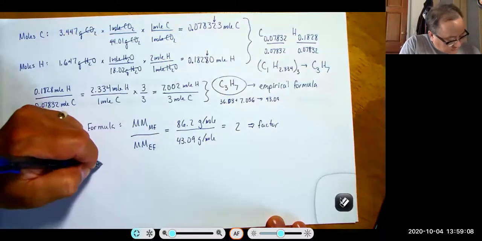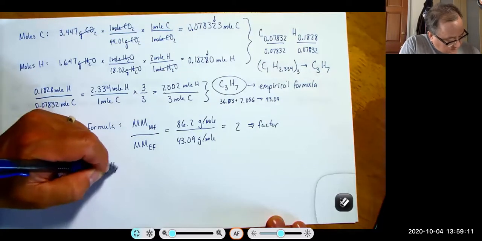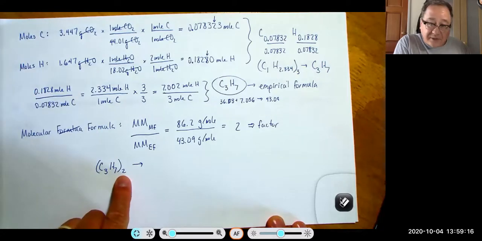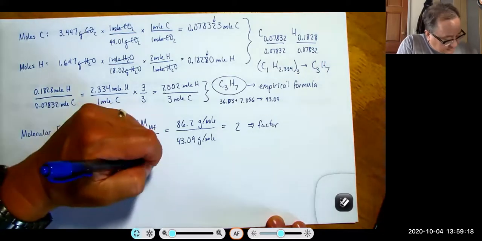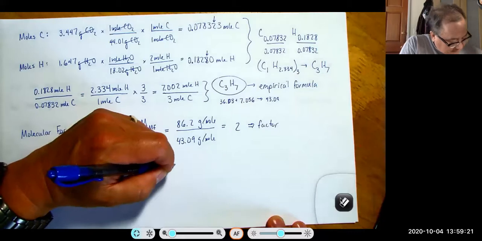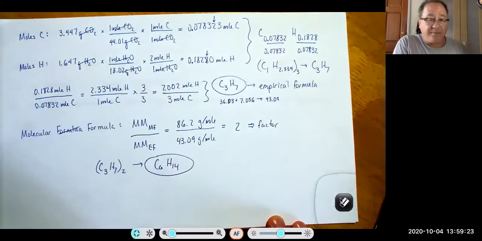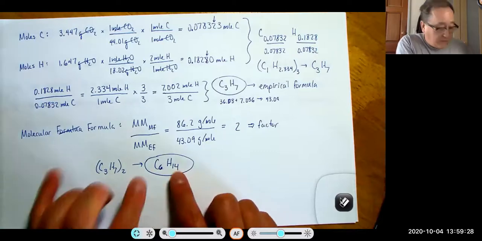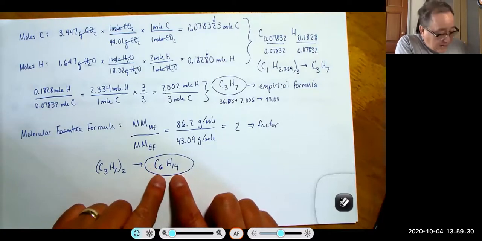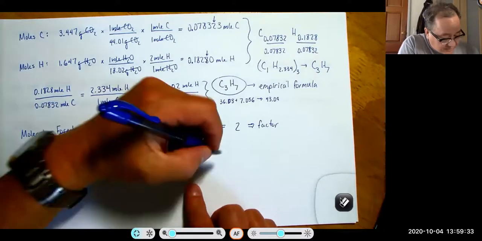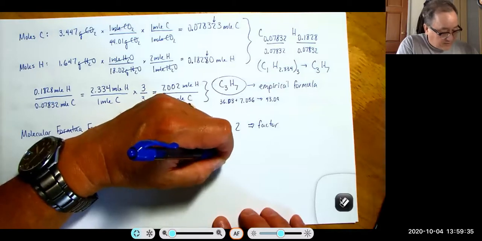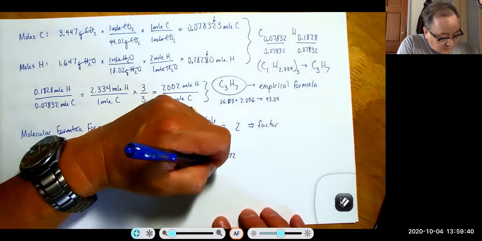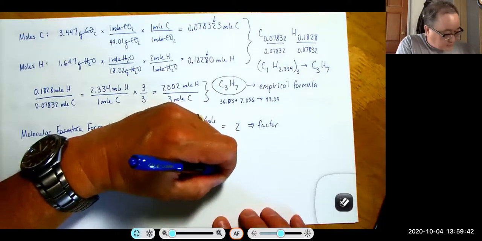So we take the empirical formula and you basically multiply this factor times each subscript. So we get C6H14, and that's the molecular formula. And we can double check this by checking to see if the molecular formula of this compound has that molar mass. So 6 times 12 is what? 72. 14 times 1 is 14, and we get 86, which matches that.